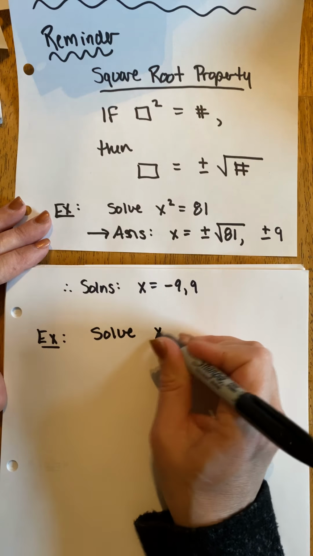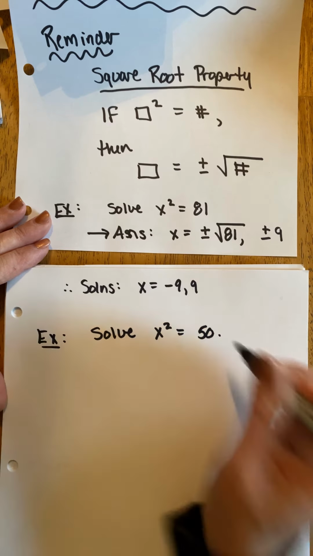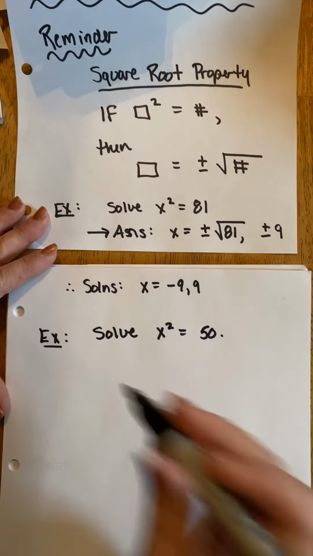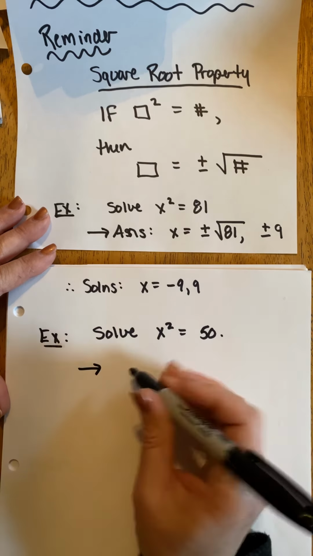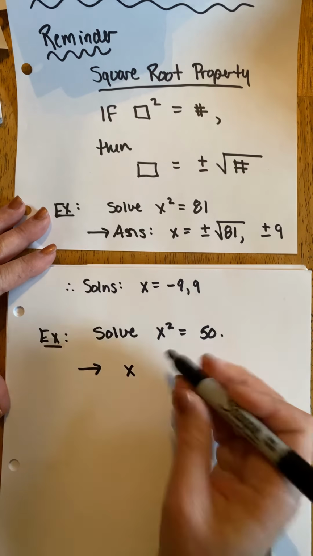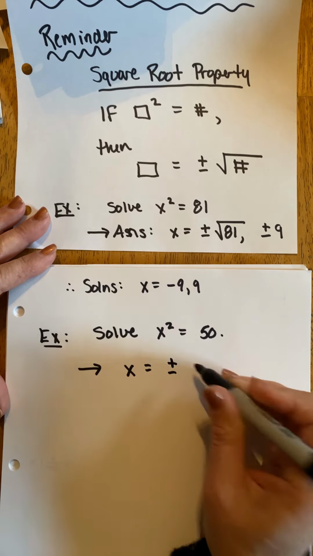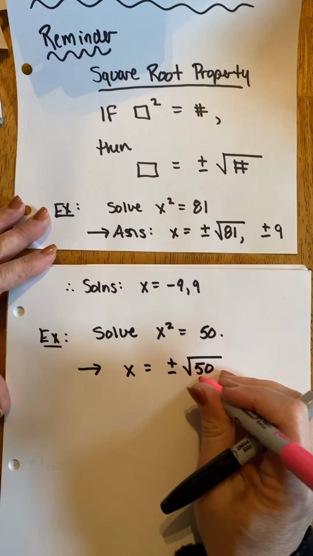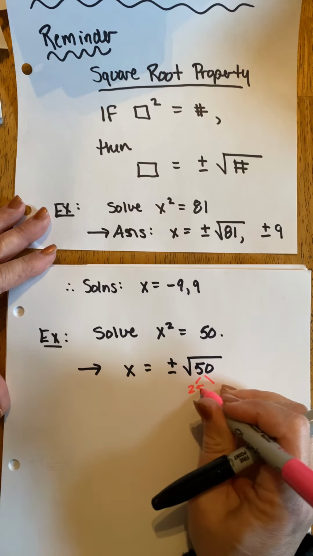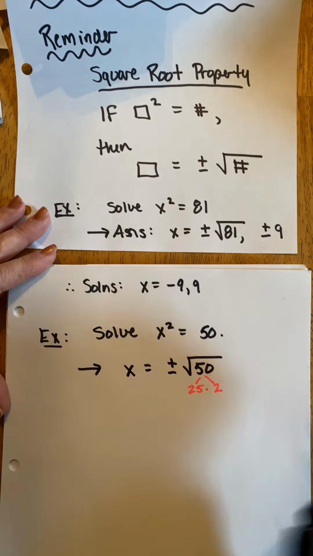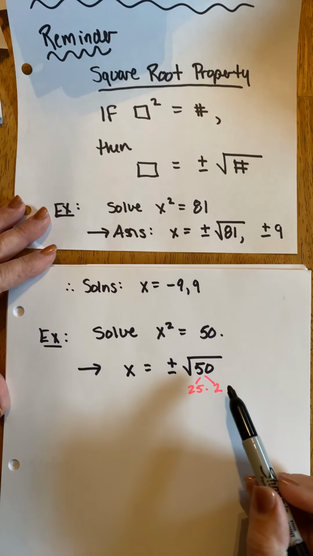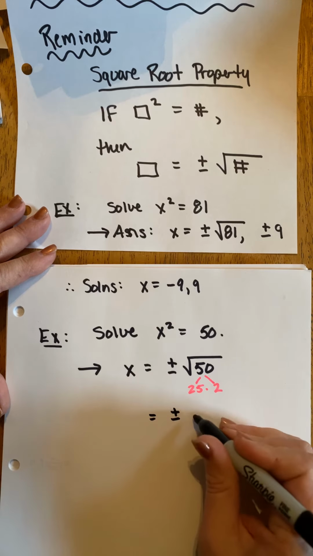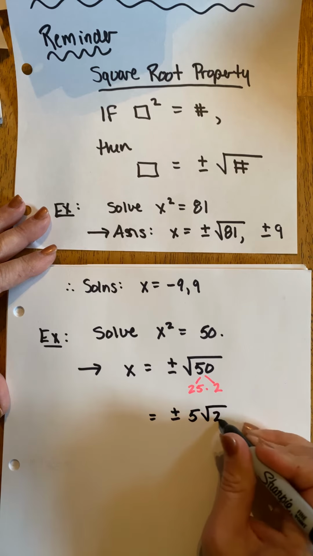Solve. What if I said x squared equals 50 instead? Well, the answer isn't as obvious as 81, but if we apply the square root property, it says if something squared equals a number, then that something is the positive or negative square root of that number. And don't forget from algebra, we need to simplify all radicals. Square root of 50 is not simplified because 50 has a perfect square factor. So this is plus or minus 5 square root of 2.